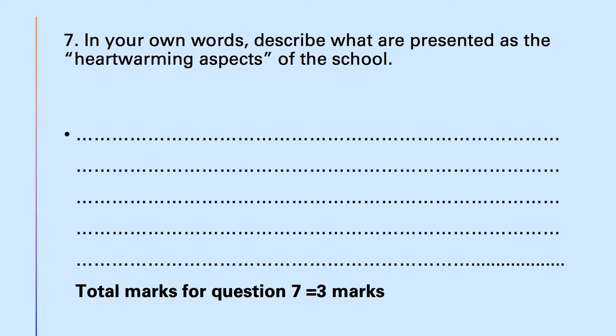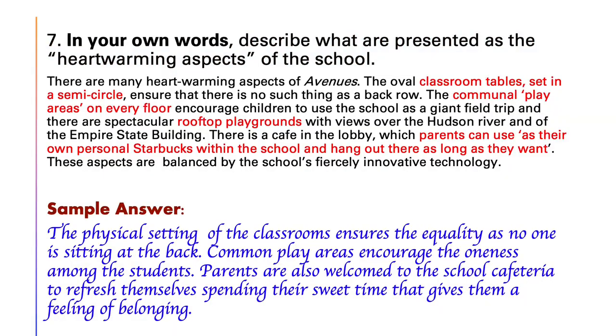Question number 7. In your own words, describe what are presented as the heartwarming aspects of the school. There are 5 lines to answer and you are getting 3 marks. So you have to find 3 things and structure your answer by using your own words. Here as well, you are not guided. So spend a few seconds to spot the relevant section. For that, you can read the topic sentences in each paragraph and no need to read the whole text.